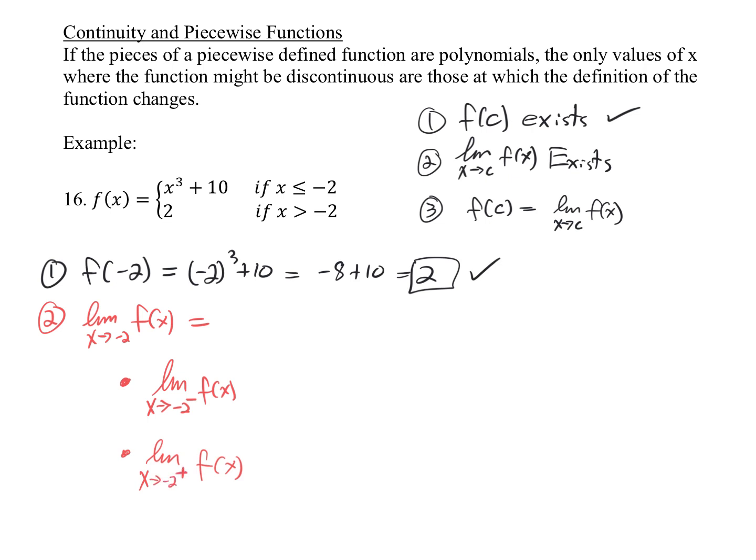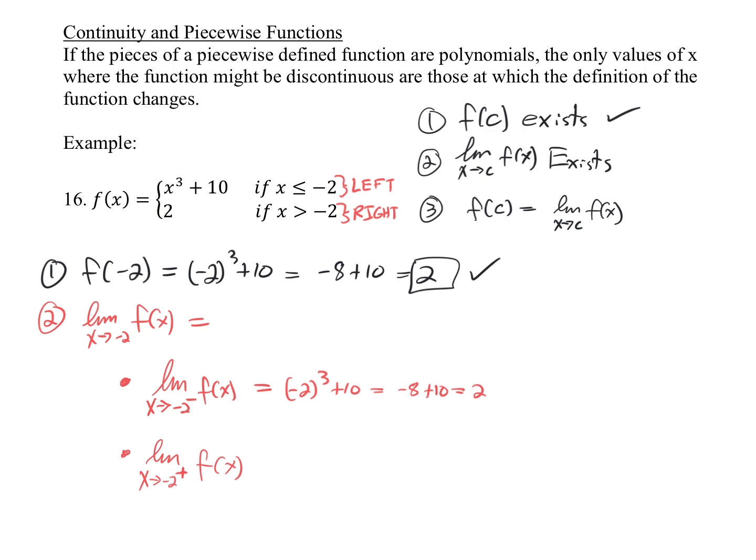So I'm going to go up to my function, and I'm going to label which side is the left side, and I'm going to label which side is the right side. Now that I've labeled them, we can evaluate what this is. So this says I put -2 into the left side of the function, which we have already done, but I'll just show it again. It's -2 cubed plus 10 is equal to -8 plus 10 equals 2. Then this notation says I'm going to plug -2 into the right side of the function. So we go to the right side of the function.